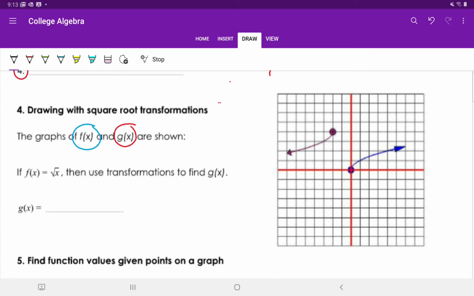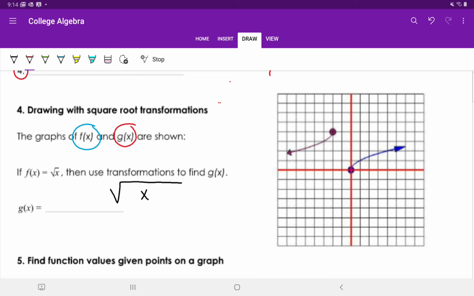Notice that going from F to G, we actually have 2 flips. We have a flip over the x-axis, which turns it upside down, and we have a flip over the y-axis, which kind of flipped it from right to left. So we have 2 flips. If I were to just write out my parent function here, so here's my parent function.